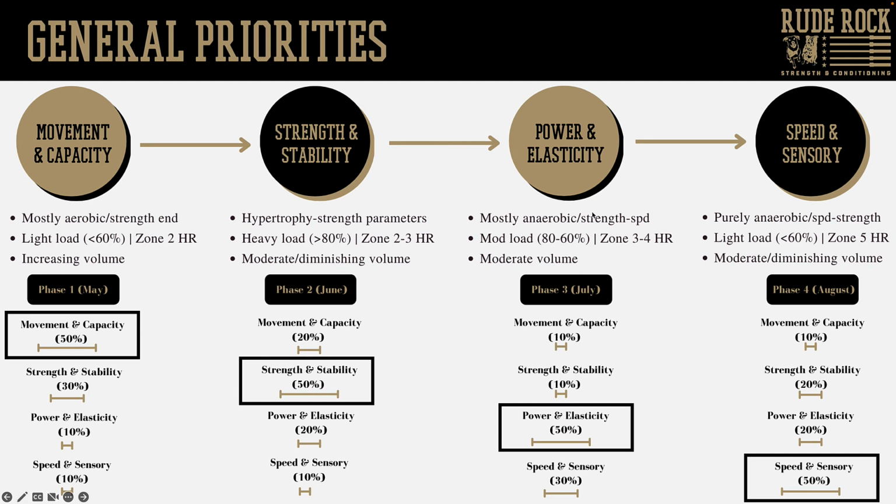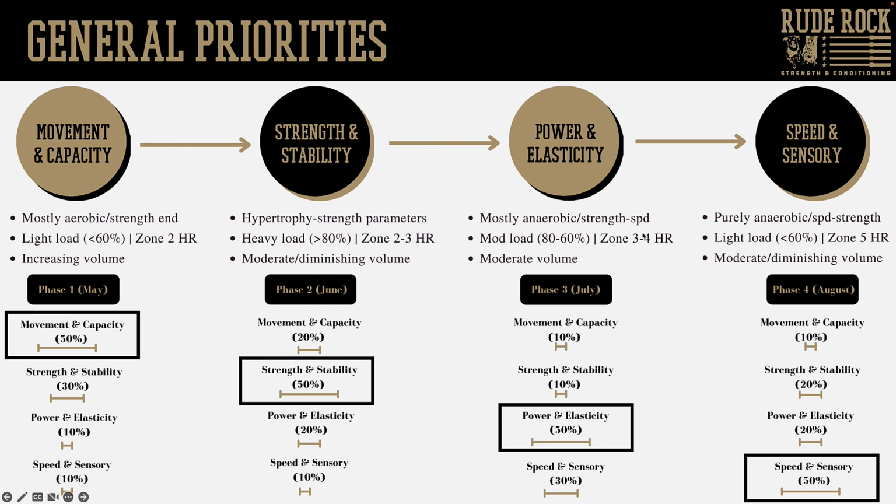As we get into our power and elasticity, now we're going to kind of transition from more aerobic work on the conditioning side to being more anaerobic and kind of strength speed focus. So this will correspond to more moderate loading, going back down between 80 to 60%, and that will work in a descending fashion where we would start this phase out closer to 80% and we would finish it out closer to 60% as we approach our speed and sensory.